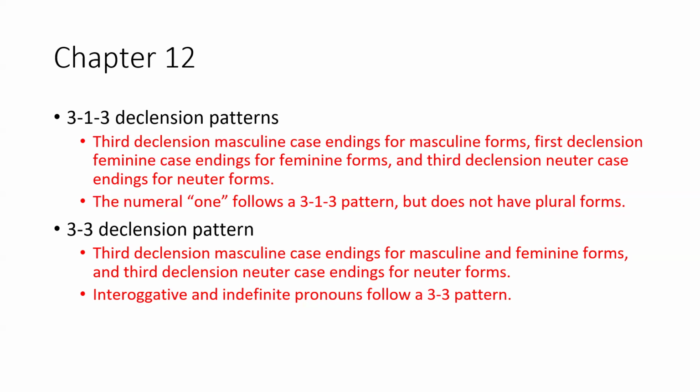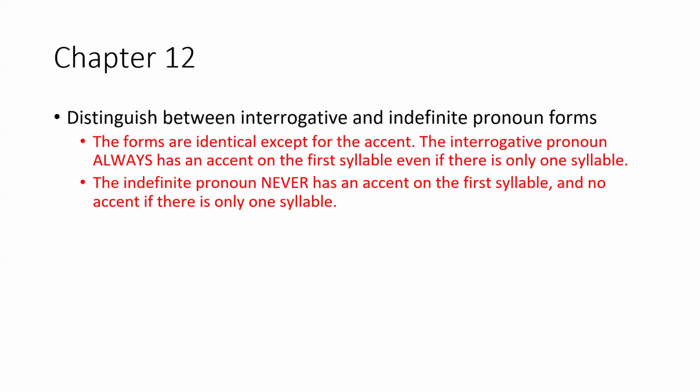So we're going to take a look. You have to memorize the paradigm for heis, mia, hen for this chapter, and that will familiarize you with the 3-1-3 declension pattern. The 3-3 declension pattern: third declension masculine case endings for masculine and feminine forms, and third declension neuter case endings for neuter forms. The interrogative and indefinite pronouns follow a 3-3 pattern, and you need to memorize those for this chapter. So you will get the 3-3 pattern down by memorizing those paradigms.